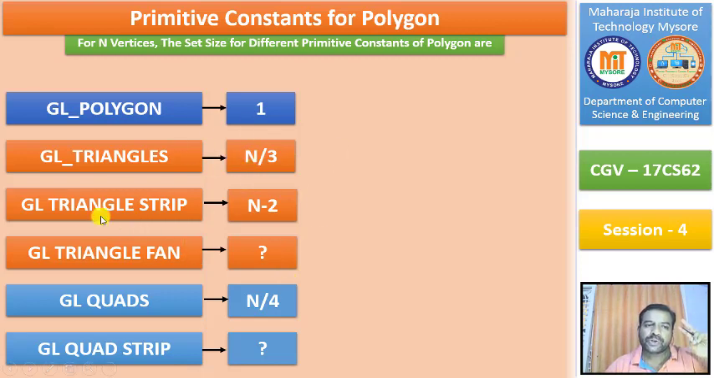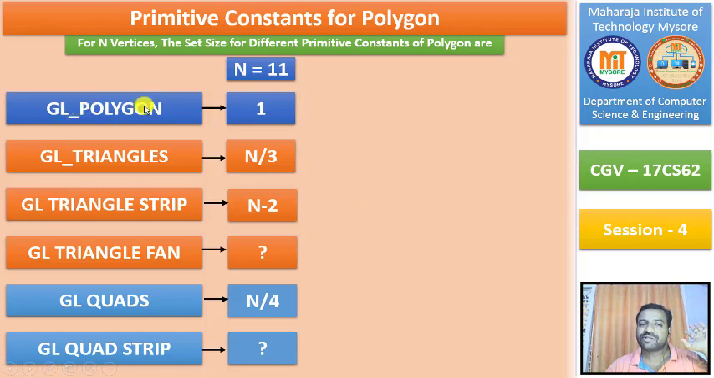So, in a similar way, to know how many sets the triangle strip is going to contain, I am going to have n minus 2. The formula is n minus 2. Similarly, I want you to find out what is the formula for GL triangle fan. And for the quads, similar to n by 3, I am going to have n by 4. And even now, I want you to find what it is for GL quad strip. Is it fine?